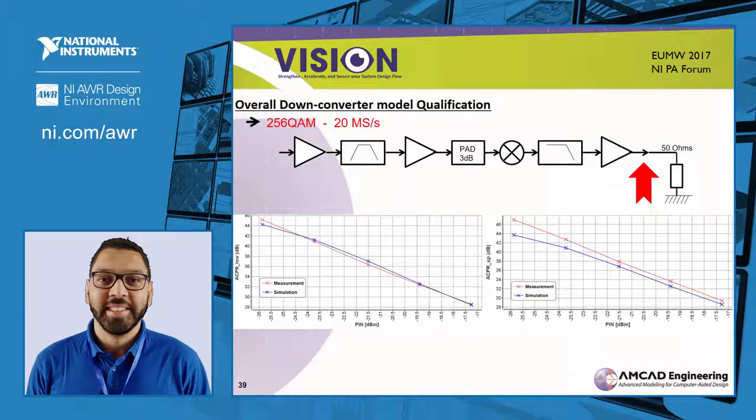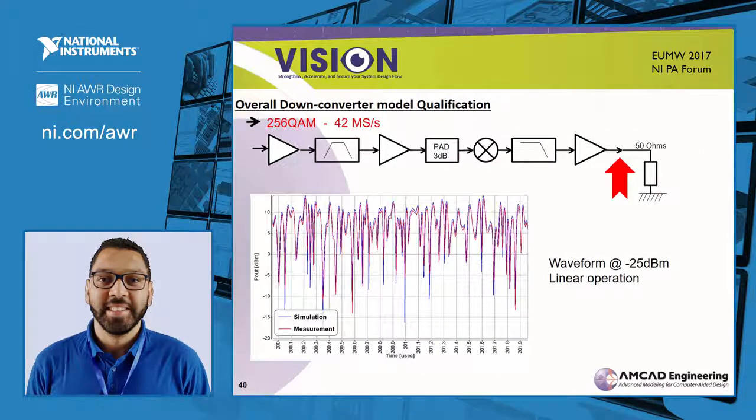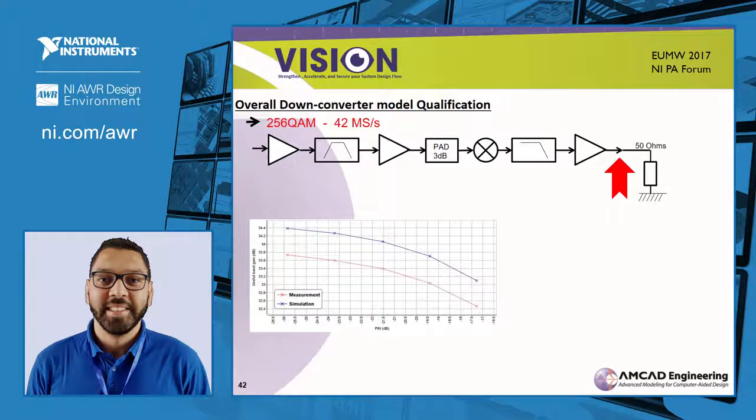The simulation results at the right and left ACPR are in agreement with the measurement at this sample rate. We did the same exercise by going to the limit of the measurement bench with the sample rate of the signal at 42 megasamples per second. The error is less than 0.7 dB on the gain of the main channel.